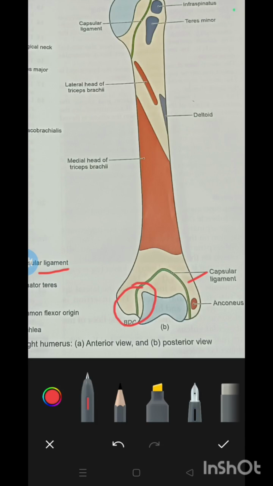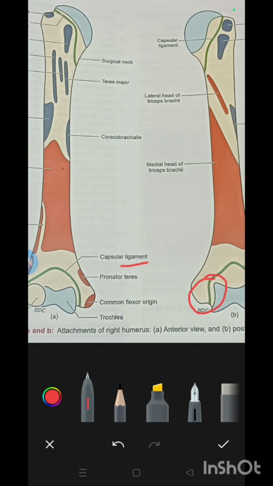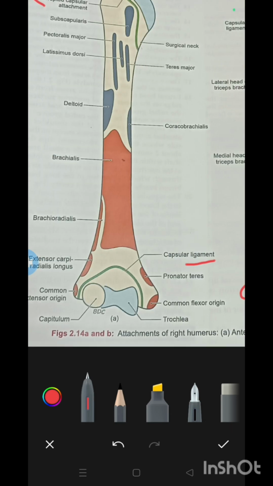Here, on the lateral side, it passes between the lateral epicondyle and the capitulum. This is the lateral epicondyle and this is the capitulum anteriorly. Three nerves are directly related to the humerus and are therefore liable to injury.